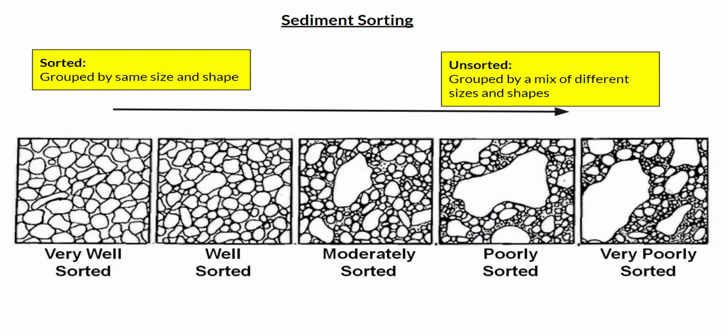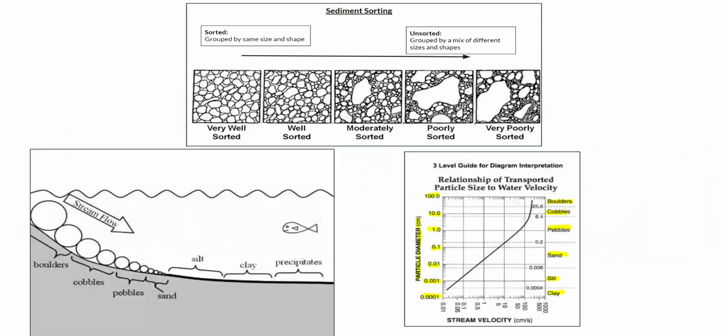If you have the option of writing this down in your notebook, these definitions, you'll see this coming up as well. Sorted is when all the sediments are about the same size and shape, grouped together by size and shape, and unsorted is when the group of sediments are all different sizes and shapes. So why are we talking about this?